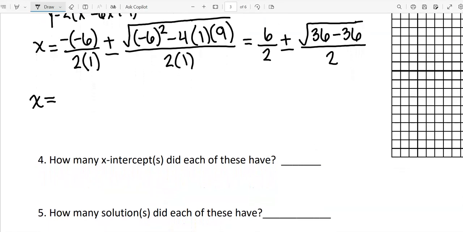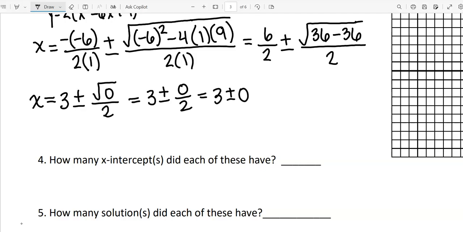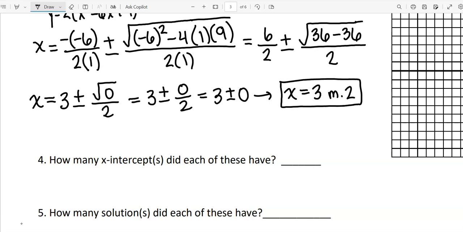What is 6 divided by 2? 3. Plus or minus. What's 36 minus 36? 0. So I have the square root of 0 over 2. What is the square root of 0? 0. So I got 3 plus or minus the square root of 0, which is 0, divided by 2, which is 0. So 3 plus or minus 0. So I'm going to have x equals, what's 3 plus 0? 3. What's 3 minus 0? It's also 3. So this is a multiplicity of 2. Yes.